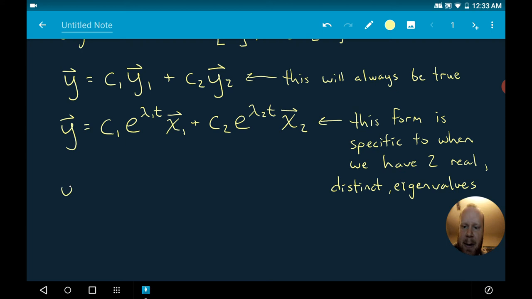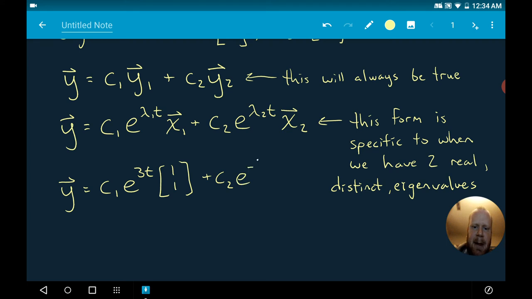Okay, stop delaying actually writing out the final answer for this. So this is going to be e to the 3t times (1, 1) plus c2 times e to the negative t times (1, negative 1).